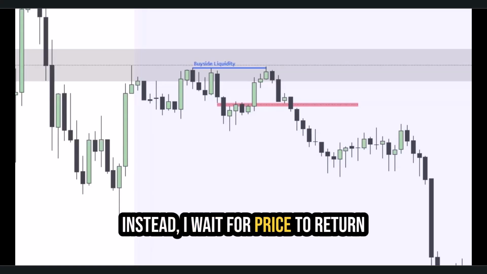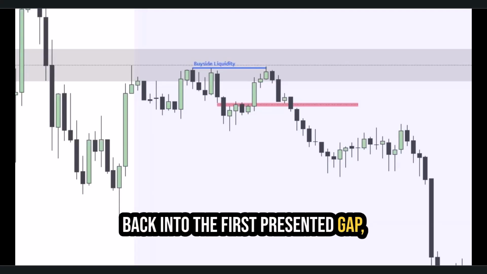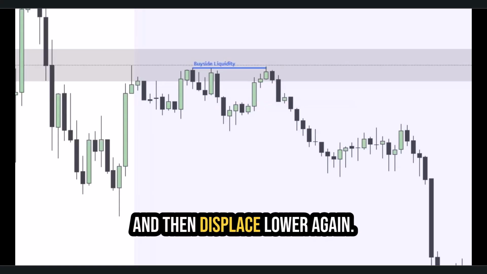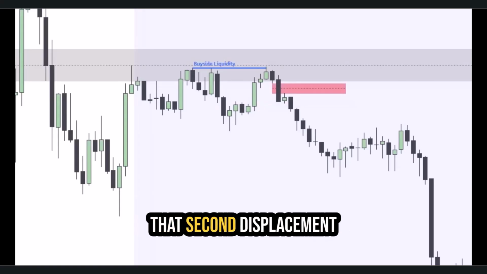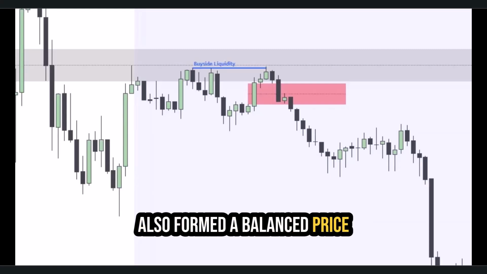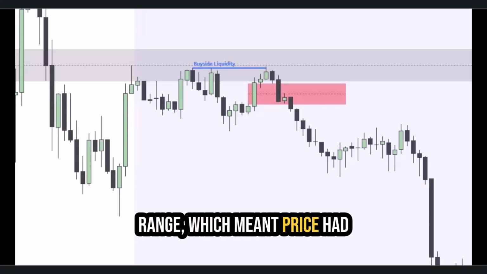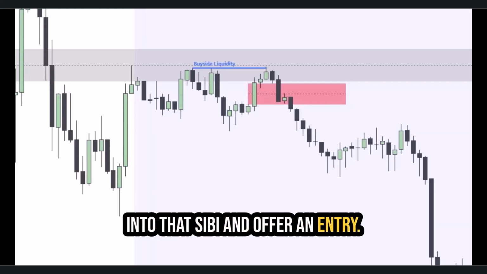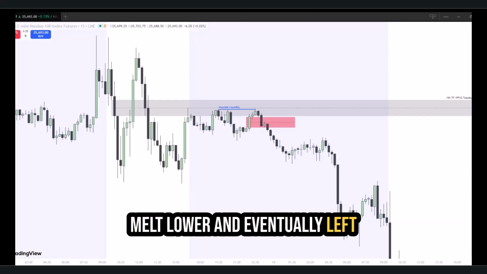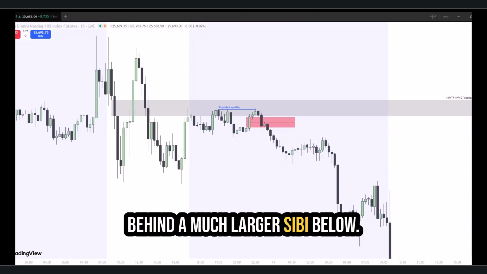Instead, I wait for price to return back into the first presented gap, sweep those relative equal highs, and then displace lower again. That second displacement is now meaningful enough to confirm my bearish bias. Unfortunately, that displacement also formed a balanced price range, which meant price had no real incentive to trade back into that CB and offer an entry. Instead, price continued to melt lower and eventually left behind a much larger CB below.